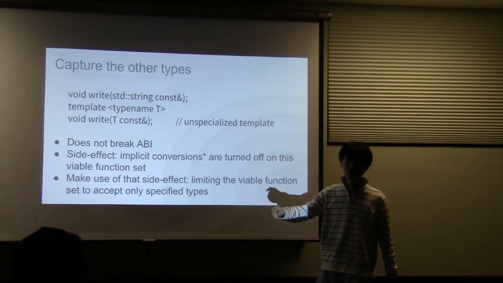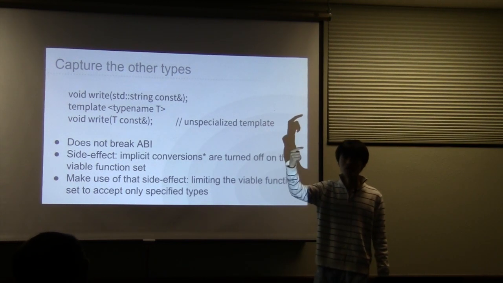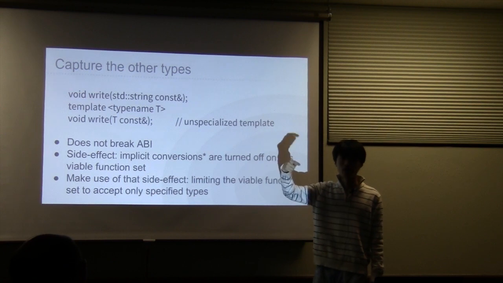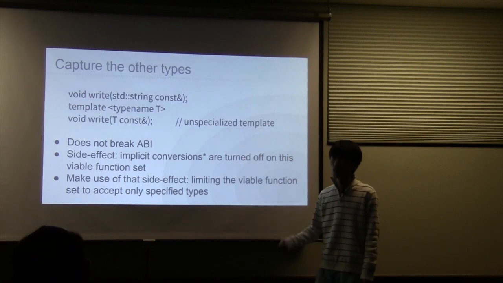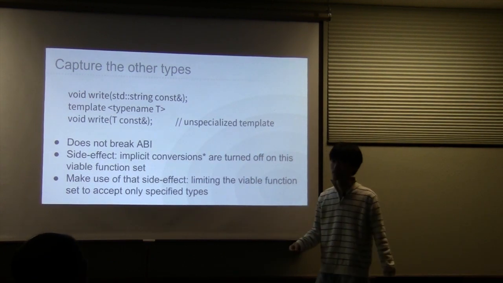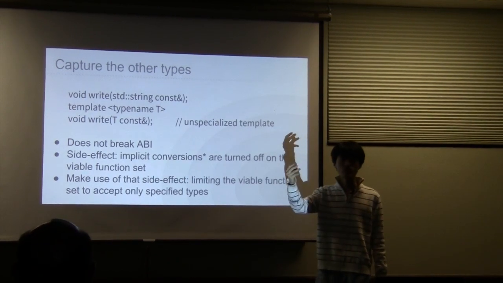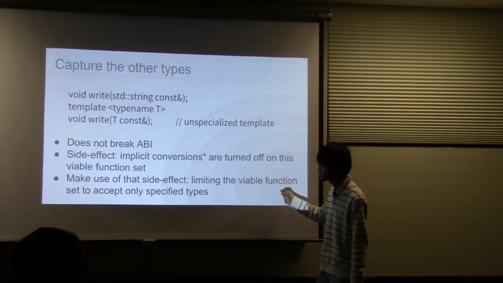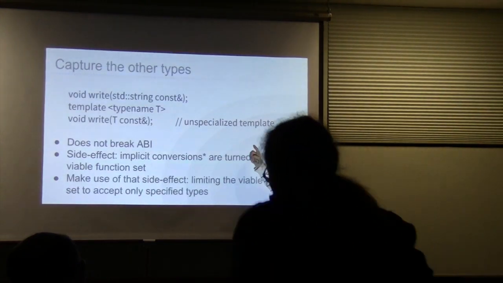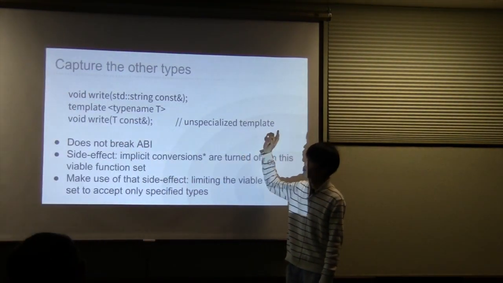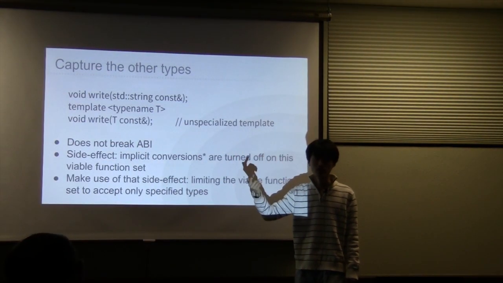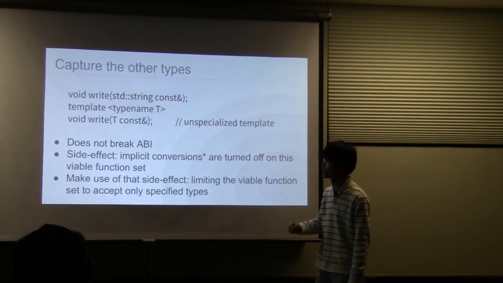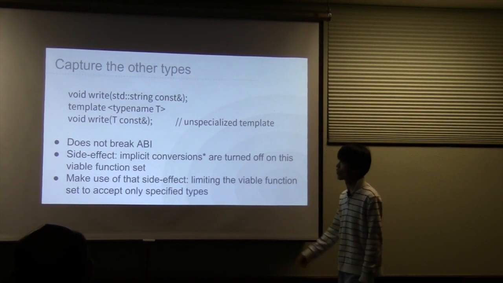But that doesn't mean we cannot use both function overloads and an unspecialized template together, right? When we do that, we get an effect. I call it general-specific design. You have one thing that captures all the other cases, but a specific overload for each of the others. It also does not break the API.